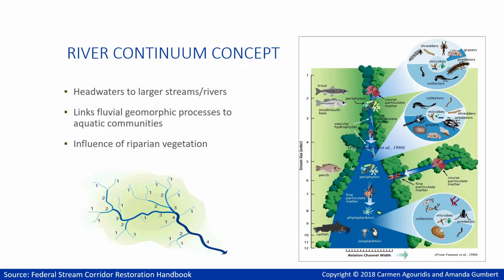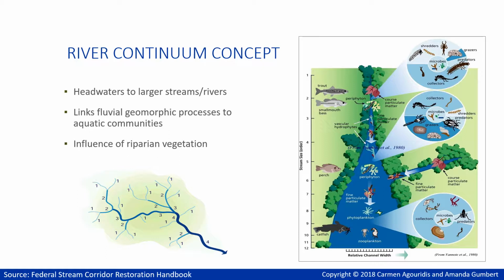At some point, the stream shifts from heterotrophic, meaning organisms getting their food from carbon inputs, to autotrophic, meaning organisms getting their food from photosynthesis. This shift is largely controlled by the degree of shading. On large rivers, riparian vegetation has minimal effect. Notice in the figure the area of the stream covered by riparian vegetation from the top, or headwaters, to the bottom, or the large part of the stream.